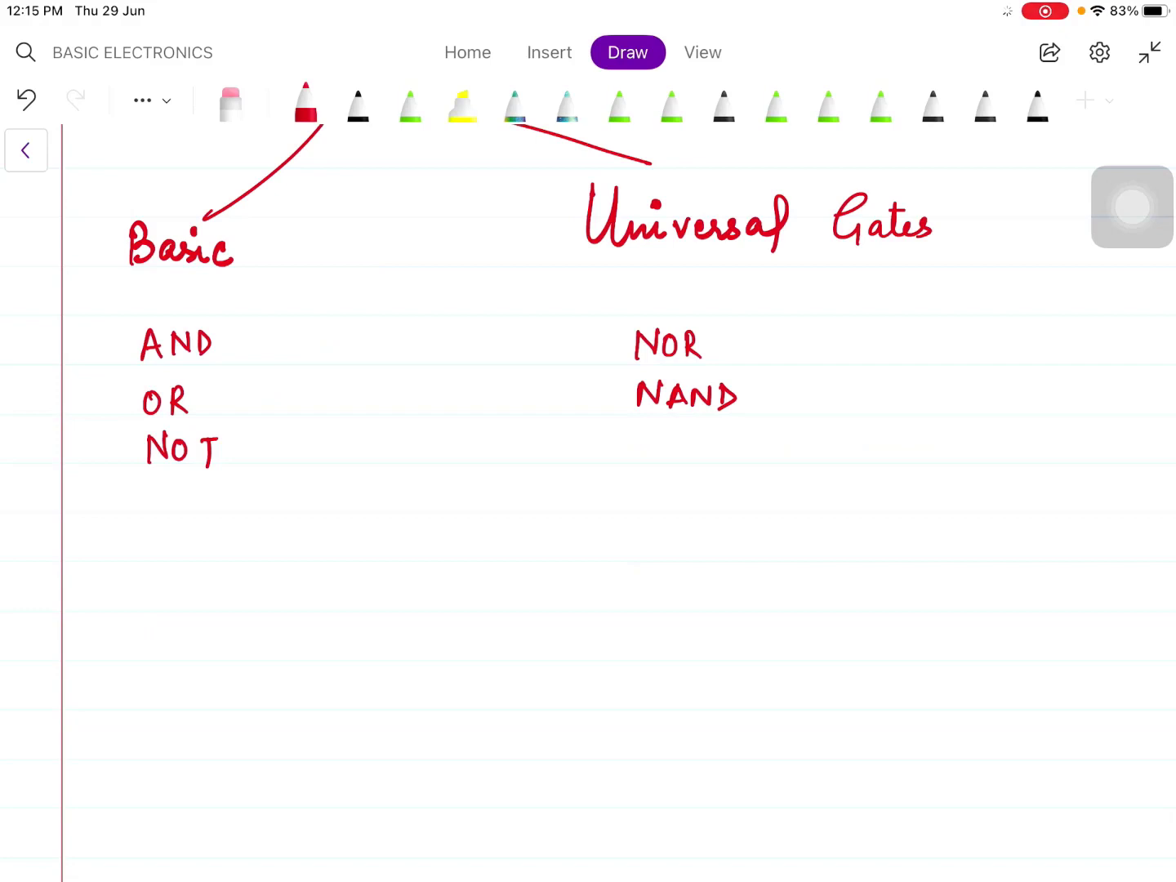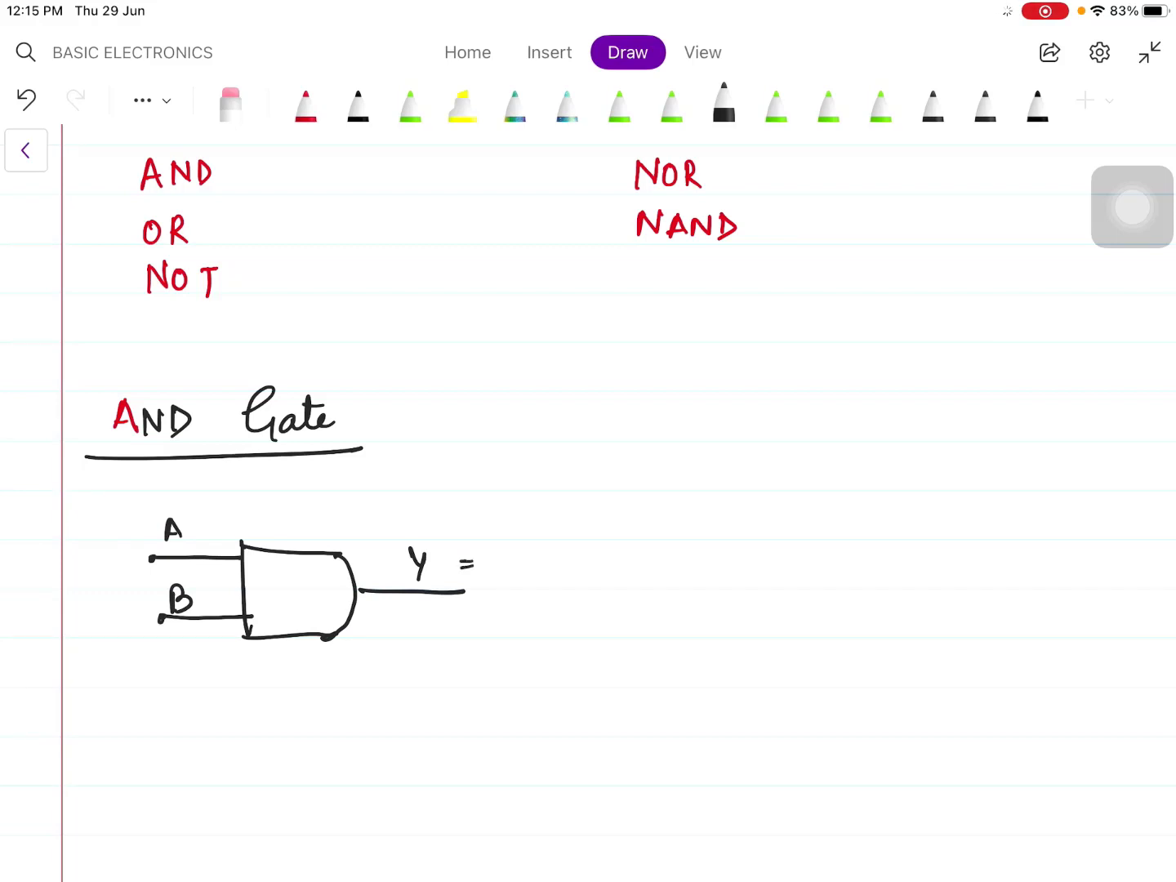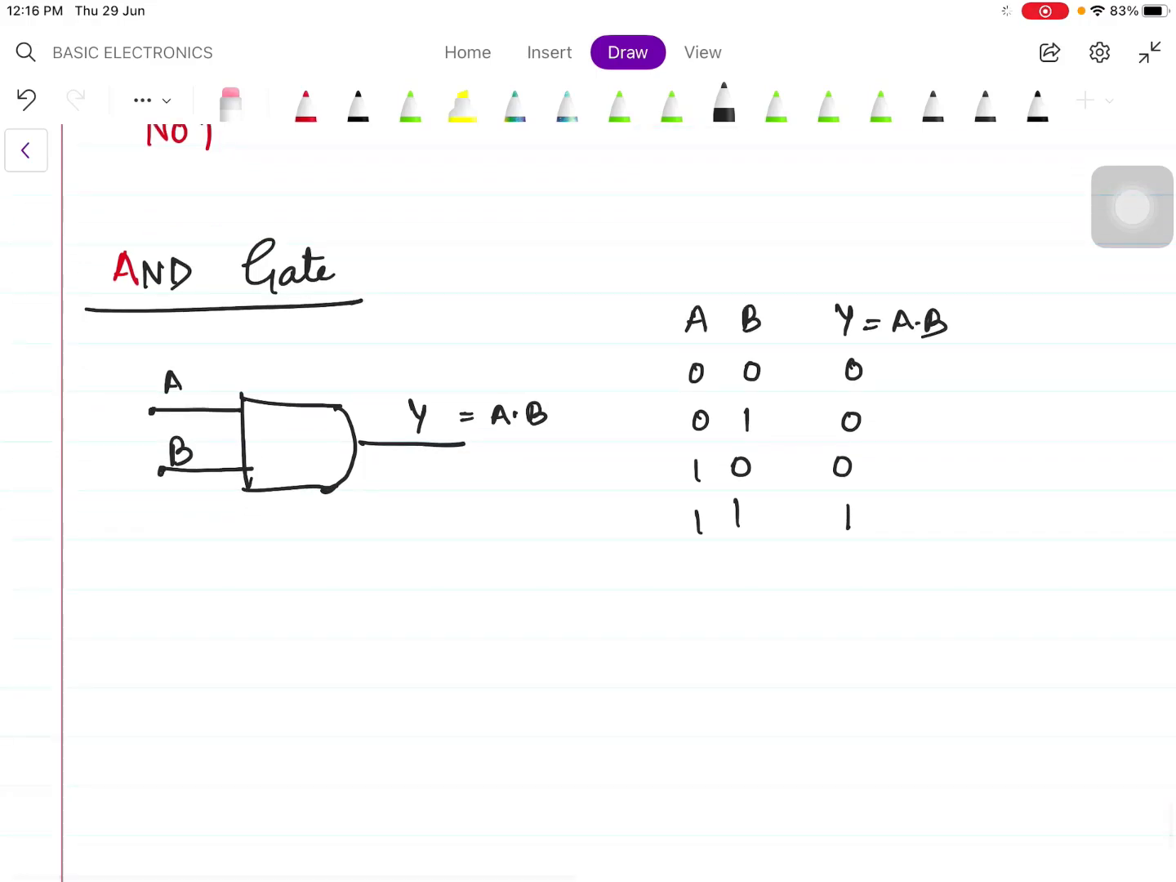Now let us see their truth table and their symbols. First of all, let me show you AND gate. The symbol of AND gate is with two inputs. This is the symbol. A and B are the inputs, Y is the output, and the expression is A dot B. Truth table is two inputs, therefore 4 combinations, and output is A dot B, therefore 0.0 is 0, 0.1 again 0, 1.0 is 0, 1.1 is 1. So this is AND gate.